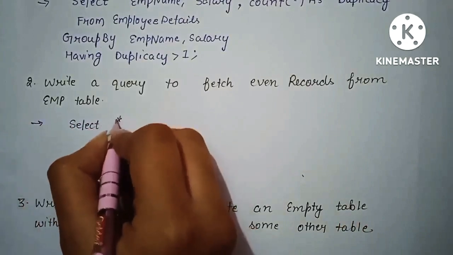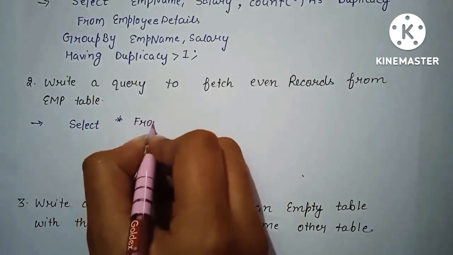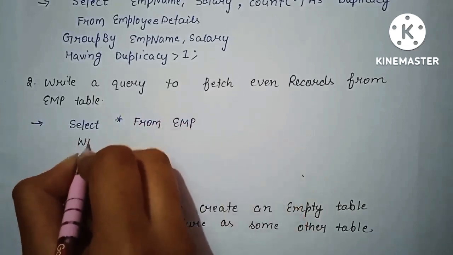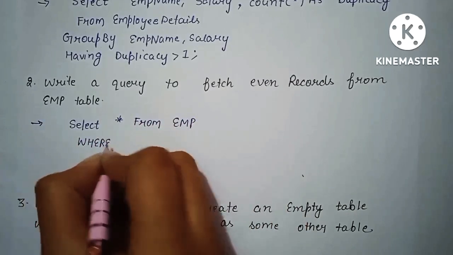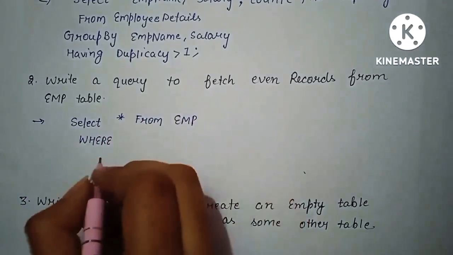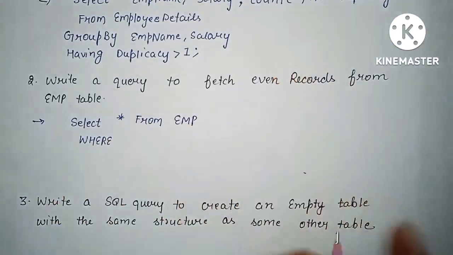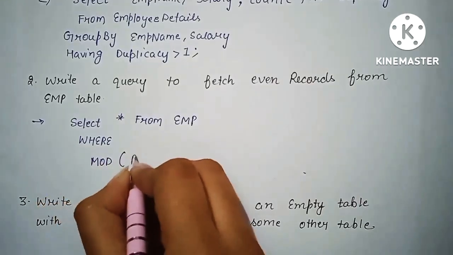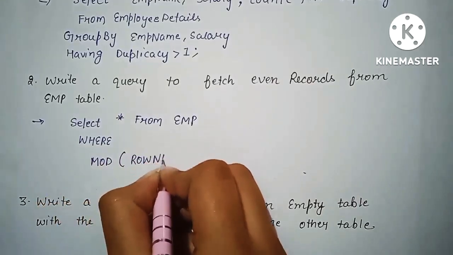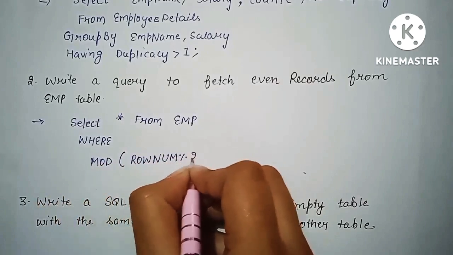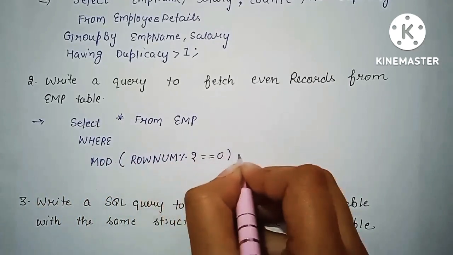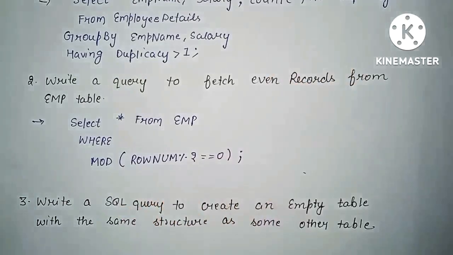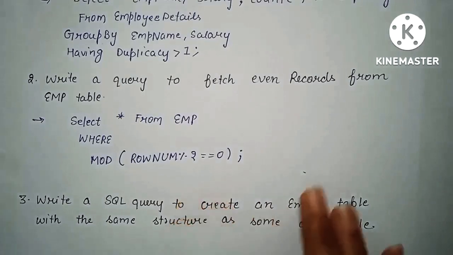Select star from, let's say the name of the table is emp. Here we are writing where, and within where we are writing the condition. Now what will be the condition? As I told you, we are going to make use of the mod function. Where mod of row num % 2 equals 0. So this is a simple query that will fetch out all the even records from a table. So this is the second query.